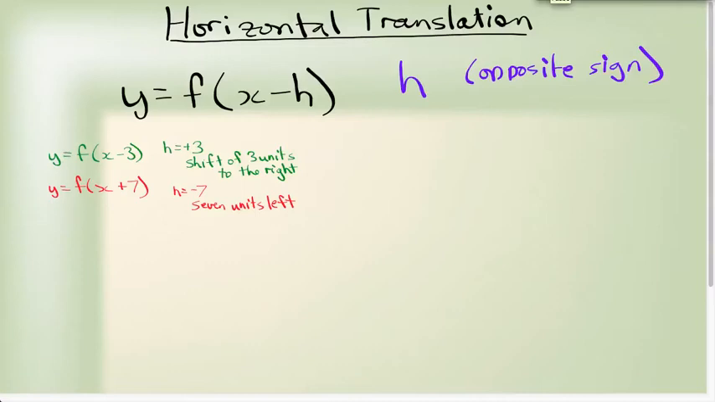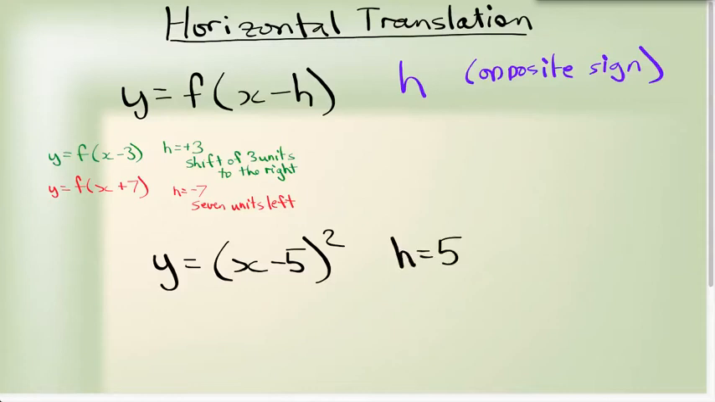Now if you think back to the equation of a parabola, if I had something like y equals (x minus 5) squared, then we know that the x value of the vertex of that parabola has been shifted to the right 5 units. So h in this case is still 5, and it's been moved 5 units to the right. So what you're going to notice is that h value, your horizontal shift, will be inside brackets with the x.